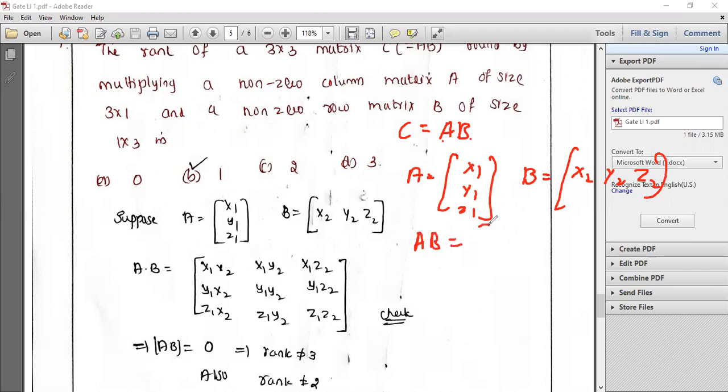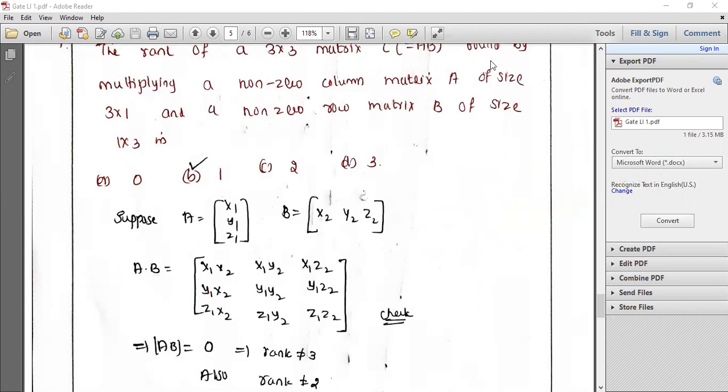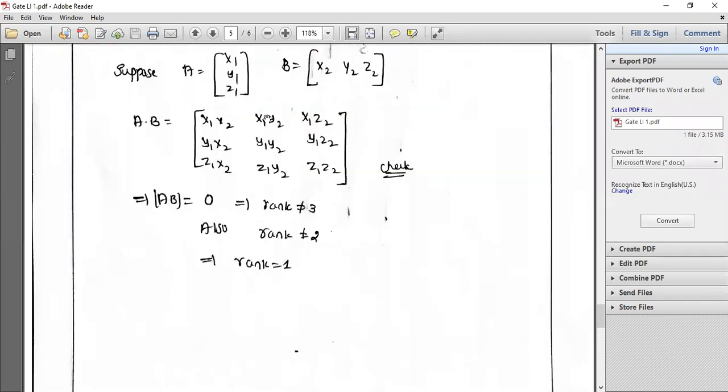So we will obtain A into B. That is x1 x2 as the first term, then x1 y2, then x1 z2. Similarly, you will get y1 x2, y1 y2, y1 z2, and z1 x2, z1 y2, z1 z2. This is our A into B, which is nothing but your C matrix. Now we want to find the rank of this particular matrix, and check whether the rank will be 3, 2, or what it is.